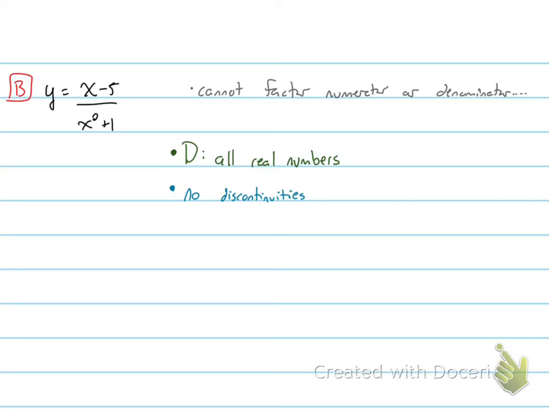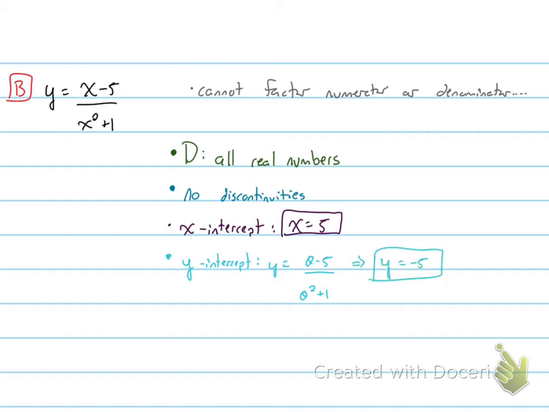I have no discontinuities. My x-intercept, again, would be when the numerator equals 0. So that would be when x equals 5. And my y-intercept, again, I plug in 0 for x, and I would get a y-intercept at y equals negative 5.